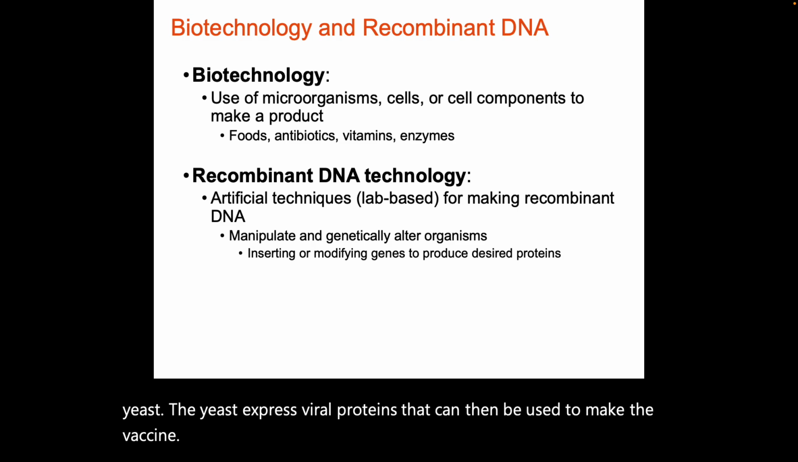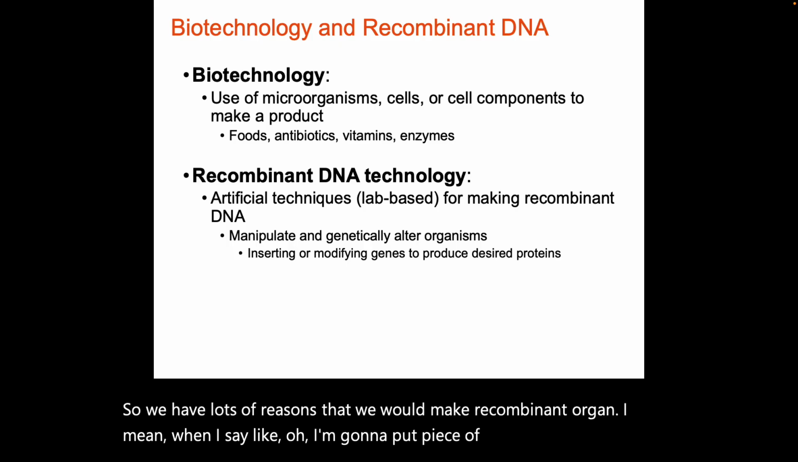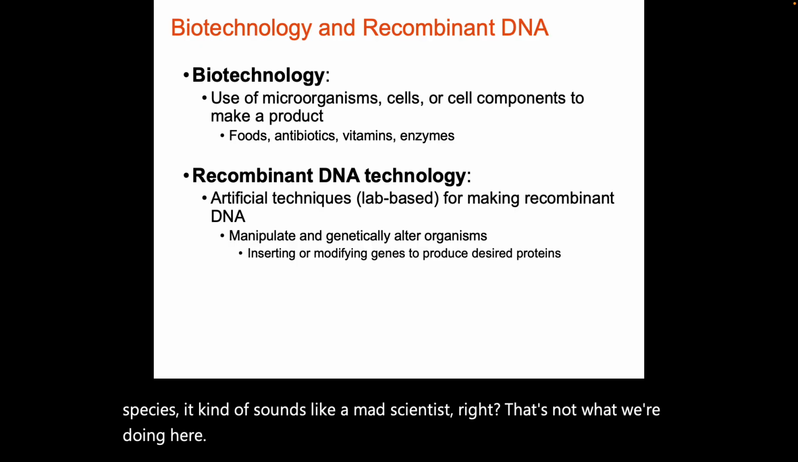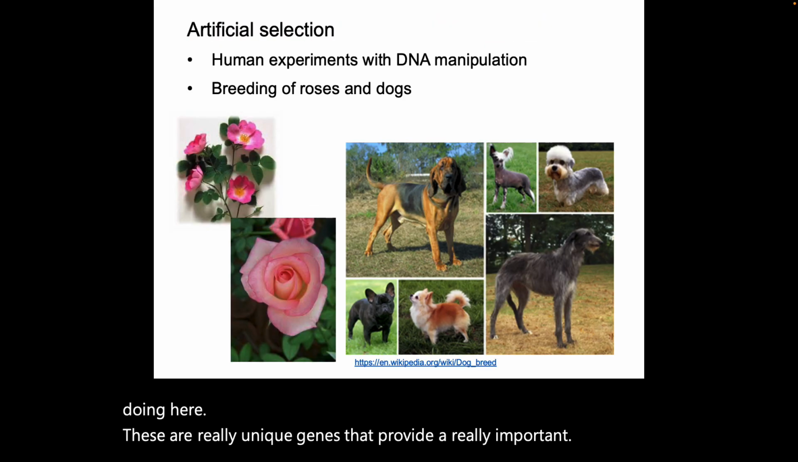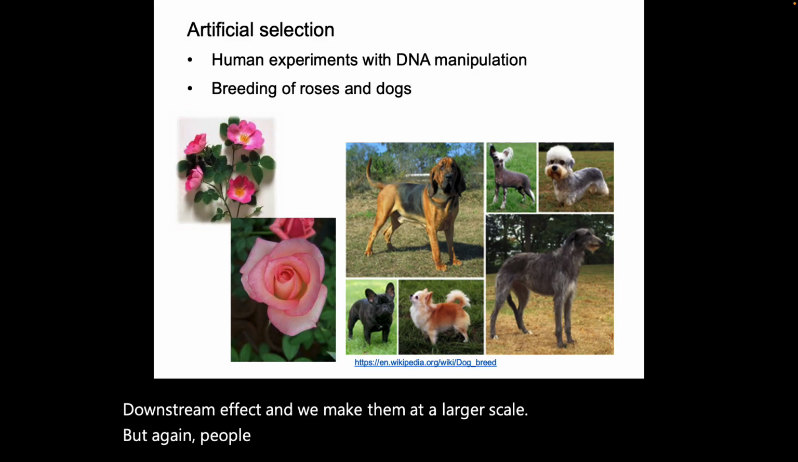So we have lots of reasons that we would make recombinant organisms. I mean, when I say I'm going to put a piece of DNA from this species into this species, it kind of sounds like a mad scientist, right? That's not what we're doing here. These are really unique genes that provide a really important downstream effect, and we make them at a larger scale. But again, people sometimes get fussy and they're like, oh, GMOs.